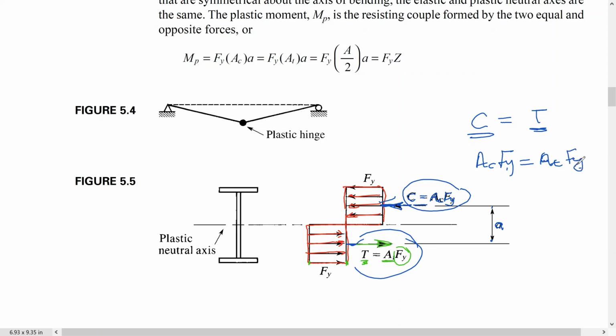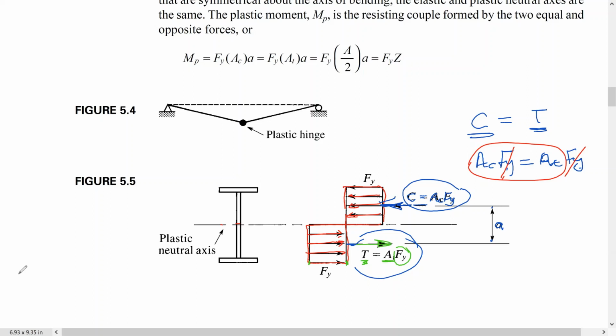Okay, here, guys, Fy is equal to Fy. That's what I just told you, that AC is equal to AT, and for this case we can tell this is the plastic neutral axis. How do we calculate the moment here?